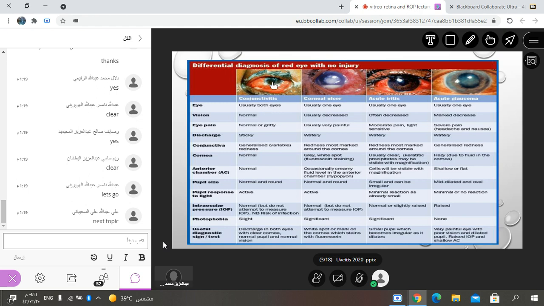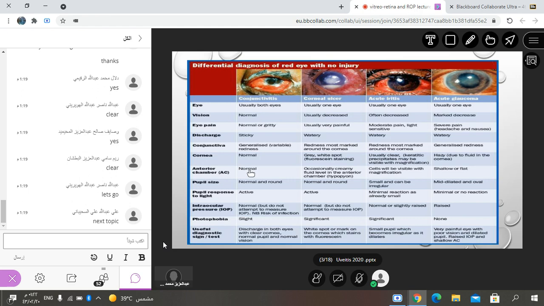Either it is viral or bacterial, and which viral is involved in this conjunctivitis. The conjunctiva, it's a generalized redness. In corneal ulcer, it is around the cornea, which is what is called ciliary injection. In uveitis, the same, it's around the cornea. In acute congestive glaucoma, it's around the cornea. The cornea in conjunctivitis is normal. Here, it is normal, clear. Here, it is hazy because of the fluid in the epithelial layer of the cornea. And here, it is very gray. Here, in corneal ulcer, it is very distorted.